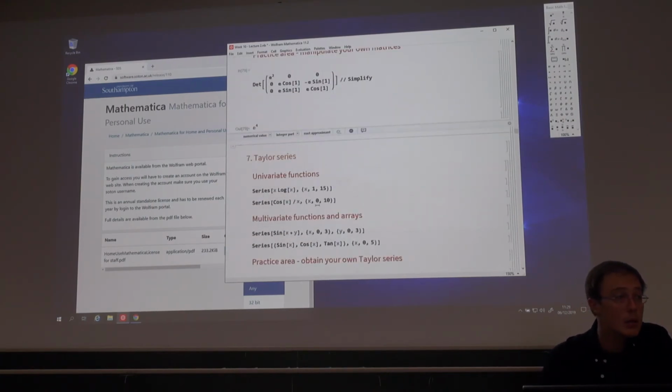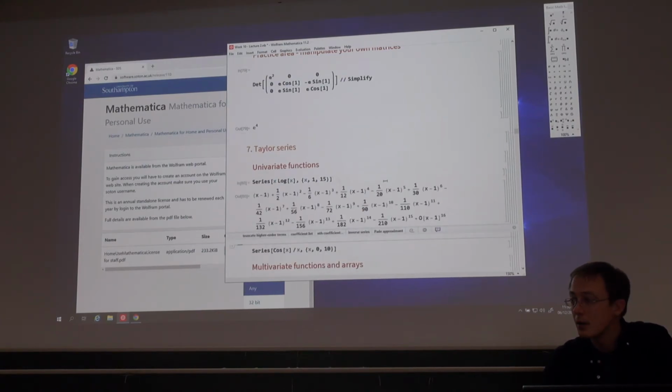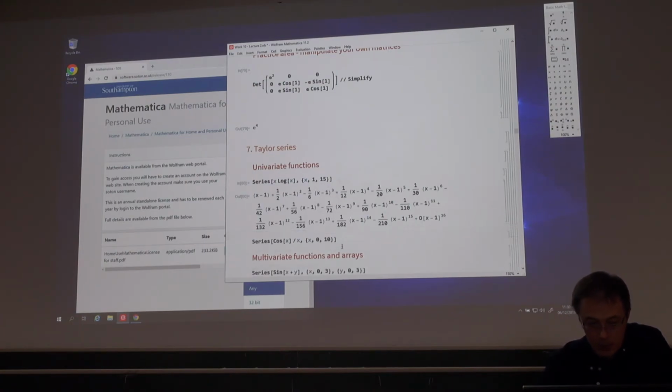Taylor series, remember the trouble we had with differentiating it multiple times, then detecting the pattern, and so on. That's the Taylor series for x log x to 15 terms. So in the time that it took me to press the button, it differentiated the function 15 times and produced the series. We can put something else in here, that's cosine x over x.